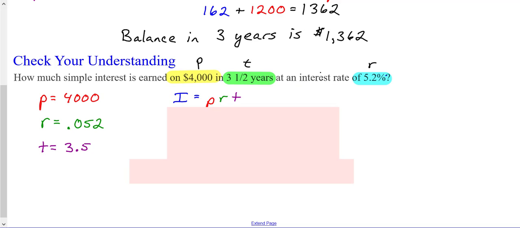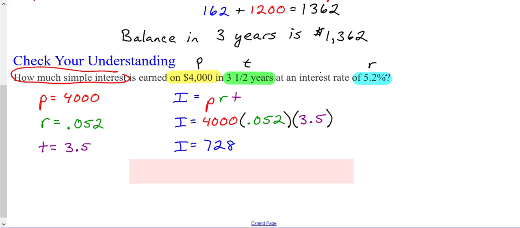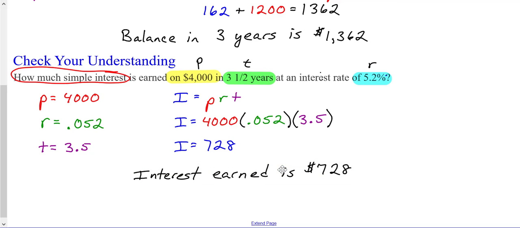Starting with our simple interest formula, we fill it in and solve it, and we find that the interest is $728. Now we have to look at what this question is asking. This question is asking how much simple interest. So in this case, I do not need to add our interest amount back into our balance like we did in the first example, because it's only asking for the interest. It's not asking what our new balance is. So our answer is interest earned is $728.